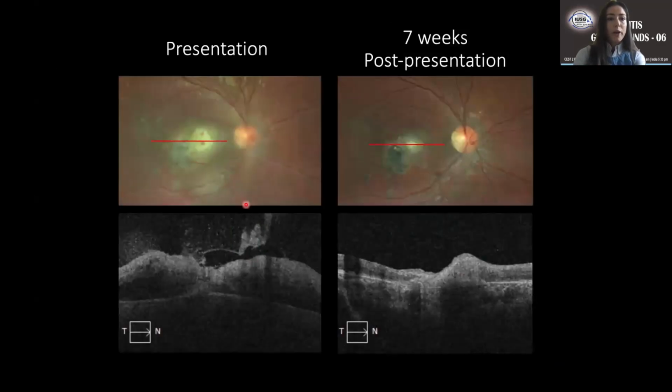And here, just comparing the fundus photographs of the presentation and 7 weeks post-presentation. And the boy remained with a poor visual outcome with a vision of 20/400.